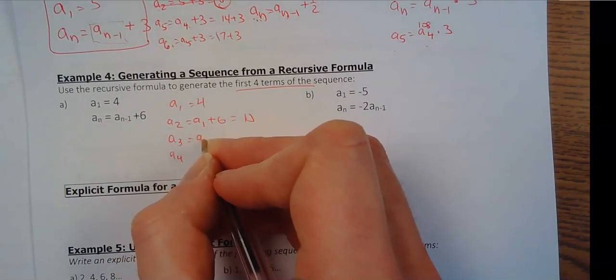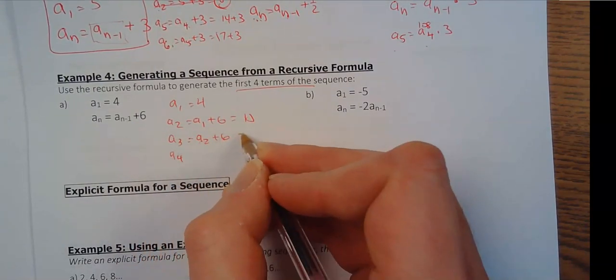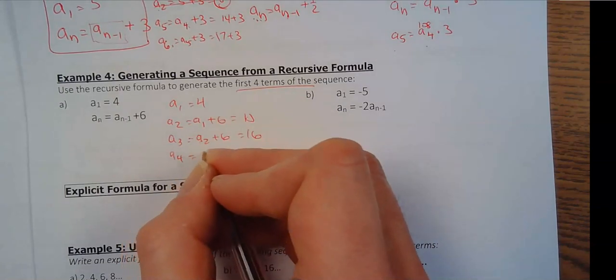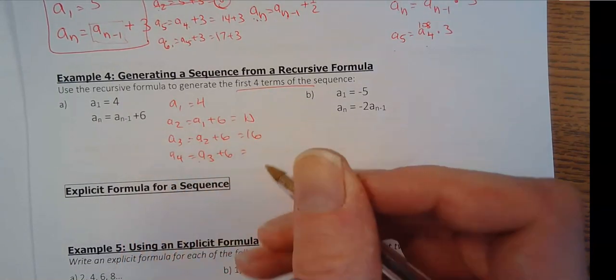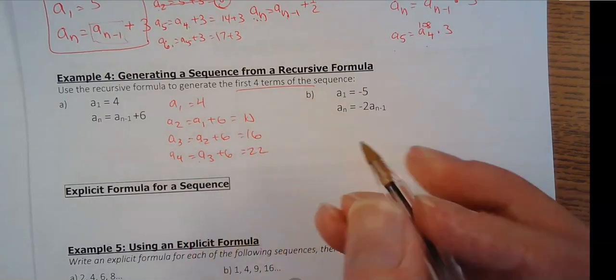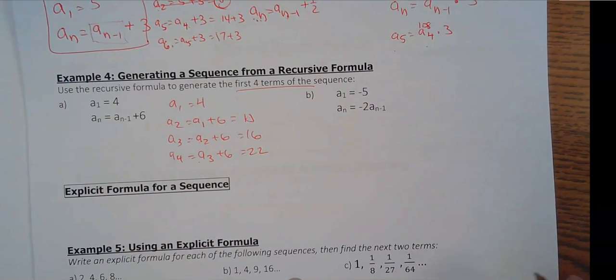A sub 3 is going to be a sub 2 plus 6. A sub 2 is 10. 10 plus 6 is 16. A sub 4 would be a sub 3 plus 6. Well, 16 plus 6, and that'd be 22. So the first 4 terms are 4, 10, 16, 22.